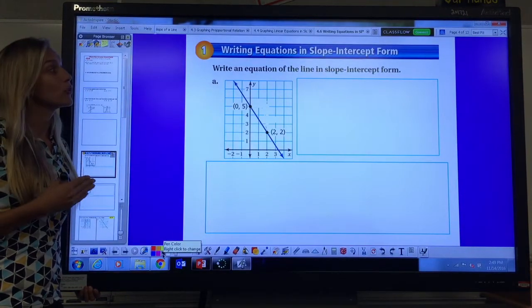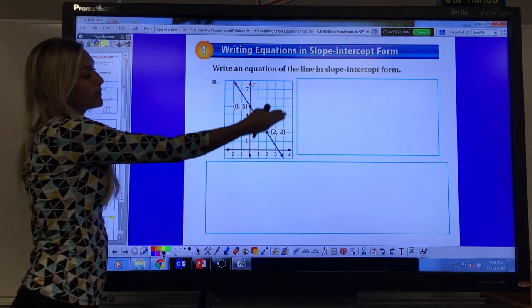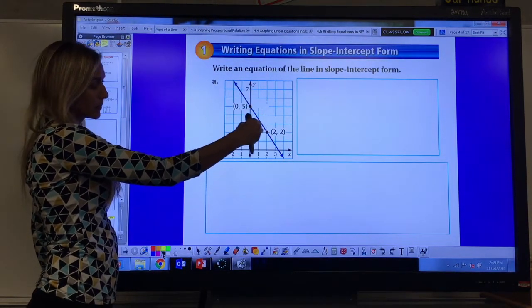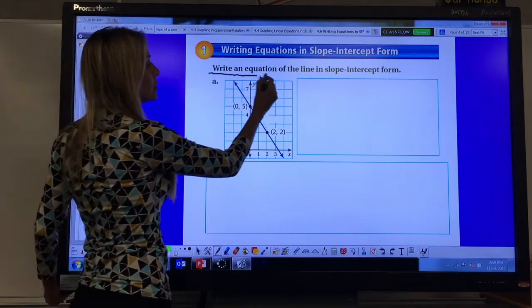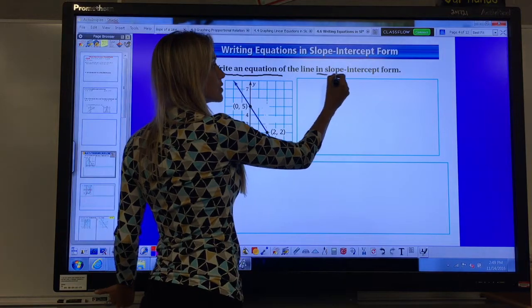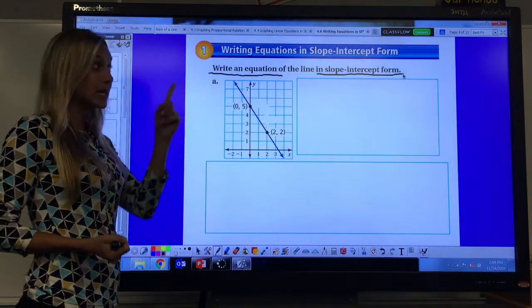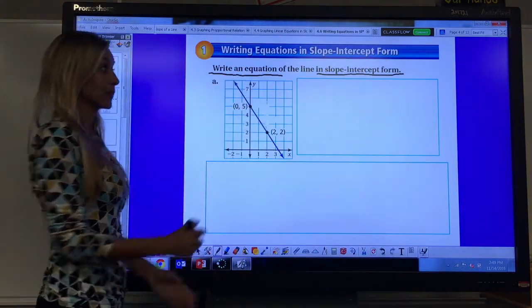We're going to be talking about writing an equation in slope-intercept form. You will be given a graph with a line. The instruction says write an equation of the line in slope-intercept form. My step one is to write the slope-intercept form.